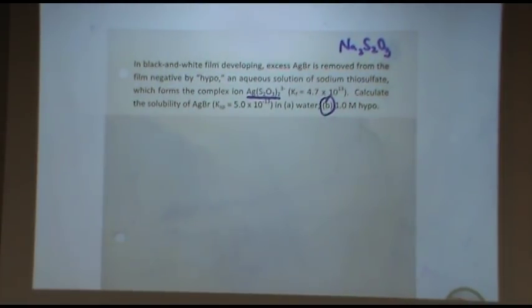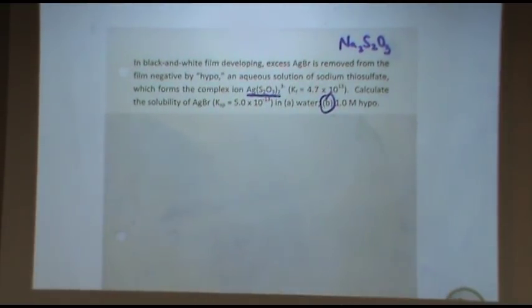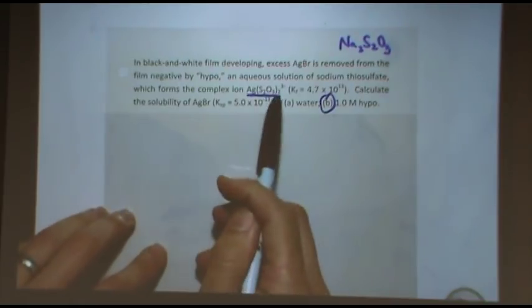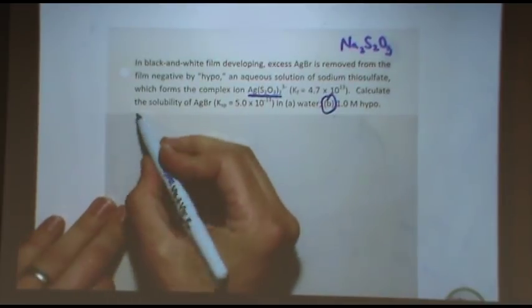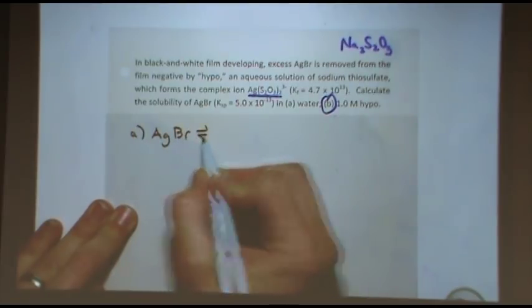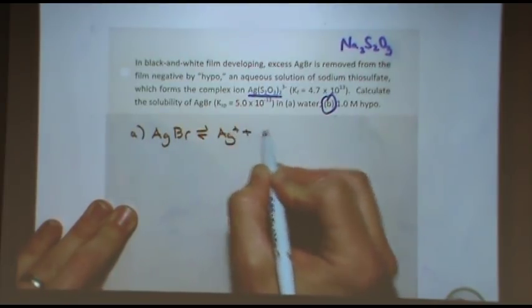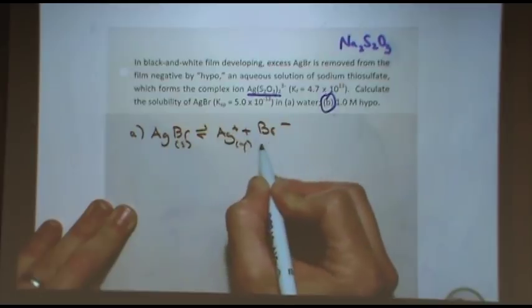All right, we're really looking at part B, not part A. Part A is just in water, whereas in part B we have sodium thiosulfate, and it forms this complex right here. So we're finding the solubility of AgBr. Part A, which we're going to skip, I'll just talk about. That's going to be AgBr just by itself. But we'll need this reaction, so I'll write it down anyways. This will be solid. These two are aqueous.